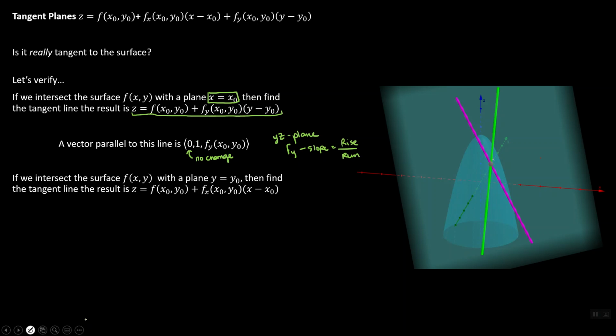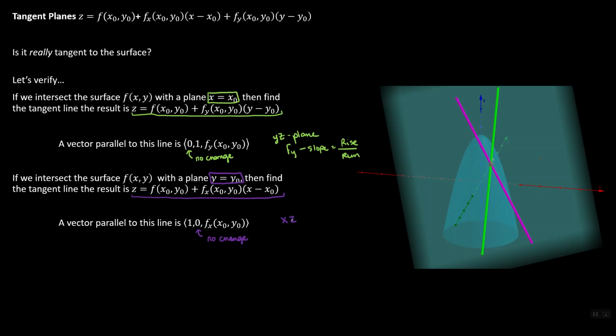If we look at the equation of the other tangent line, the pink tangent line, we essentially have the same thing. If we wanted to find a vector parallel to this line, we can tell that there would be no change in the y direction. And again, that's because of the plane that we sliced our surface with. And then our slope is in the xz plane. That partial derivative with respect to x is essentially our rise over run. We're running in the x direction, rising in the z direction. So we plug those in here.